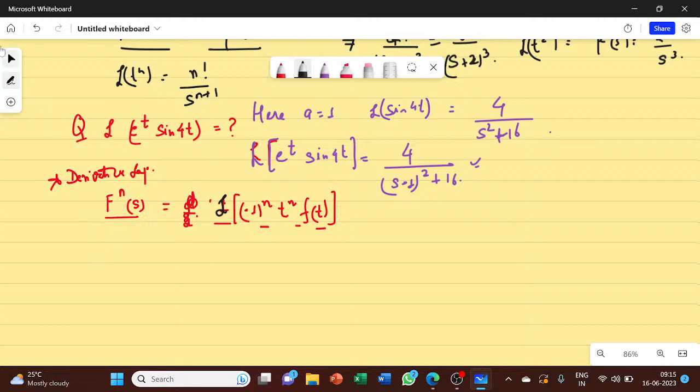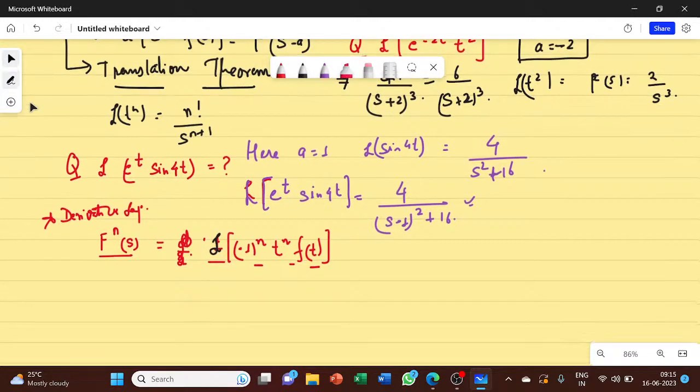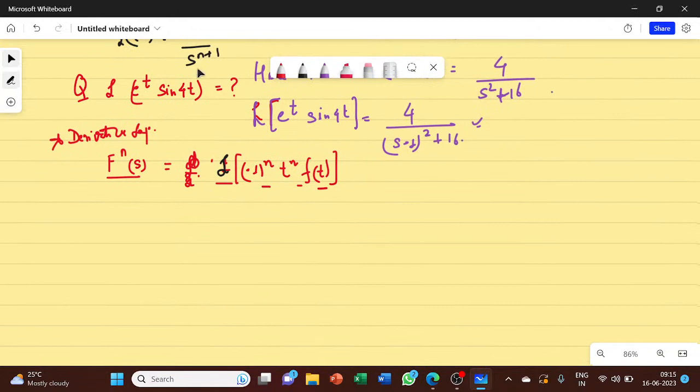Again, because a few people may have joined, what we are doing today is trying to revise our topic using questions and using the previous year questions also. So the nth derivative of F(s) is given by the Laplace transform of (minus 1) raised to power n, t raised to power n, f of t.